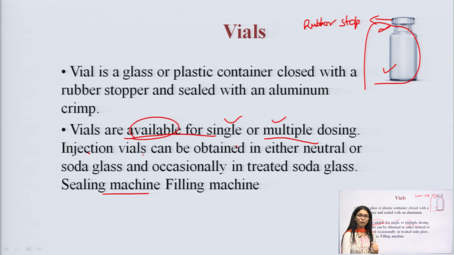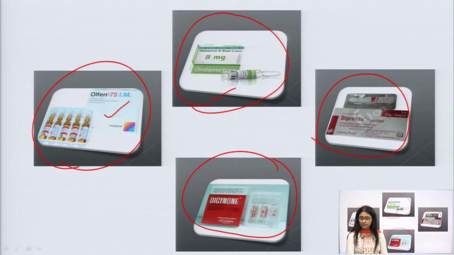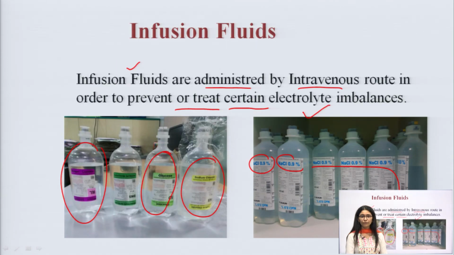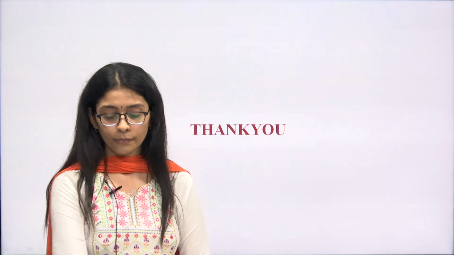We talked about how the vial is made. It is made up of glass or plastic containers, it has an aluminum clamp, and it has a rubber stopper on the top of it. Okay, so this is what vials are. This is all about the sealing technique. We have learned about the sealing of vials, and some examples with the ampules. We have infusion fluids and we have learnt their purpose. Okay. Thank you so much.